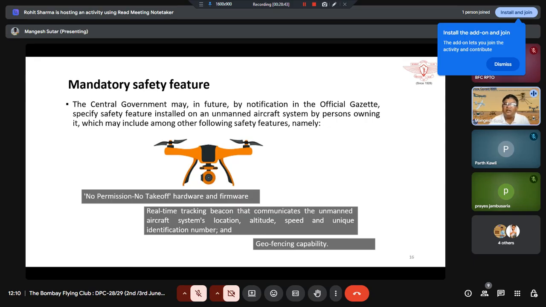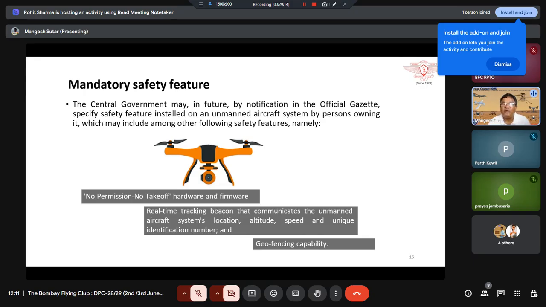Okay, so if you see the type certification of the drones, there are certain mandatory features which need to be deployed on the drone. There are three mandatory features which were defined in Drone Rules 2021, but out of these three, only one is currently implemented in the type certified drones. The remaining two are still not being implemented or emphasized by the DGCA. So what are those three mandatory safety features?